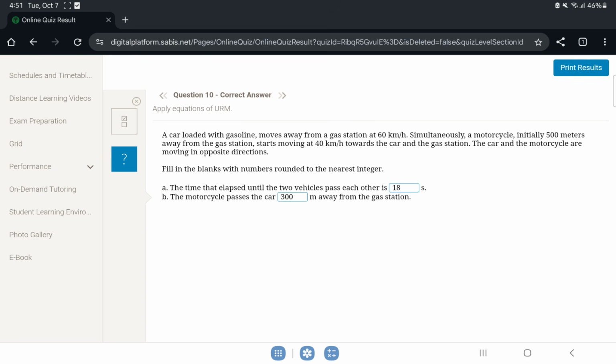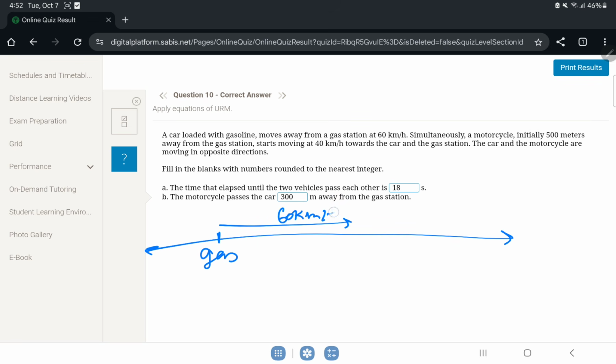Okay. For this question, we have a car, but let's actually draw the line. Let's draw it something like this. And we have here the gas station, and we have a car going away from it at 60 kilometers per hour. And we have a motorcycle at 500 meters, X initial for the motorcycle. It's moving like this at 40 kilometers per hour. But obviously, it will be negative 40 kilometers per hour since it's moving in the opposite direction. We take the direction the car is going in as the positive direction.